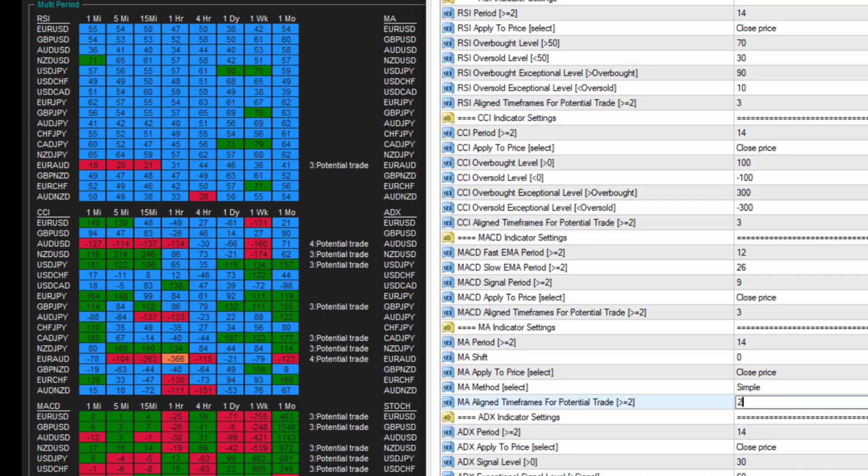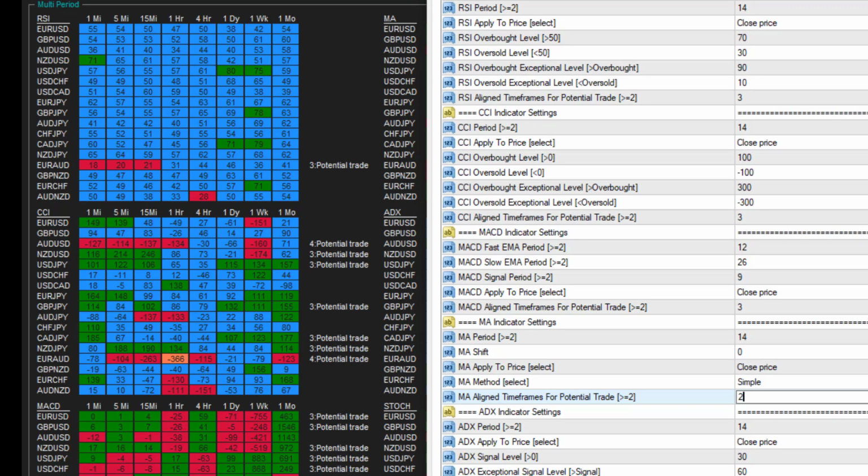Now, here's where you can decide what represents a potential trade. For instance, if you have 3 or 4 readings that are extremely overbought or oversold, that might represent a trading opportunity.